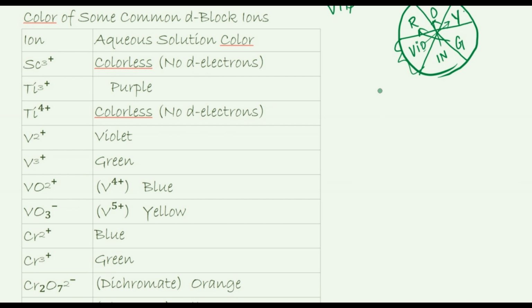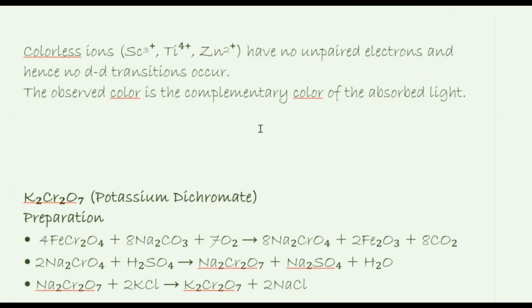Here is the list of some d-block elements which are colored. As I told you, the colorless ions have no unpaired electrons, and hence no d-d transitions can occur. The observed color is the complementary color of the absorbed light. That's more important, so some questions can be asked like this. They will give you the wavelength and the color of the observed light, and ask you to find what would be the color of the compound. In that case, the color wheel will be very useful to you.